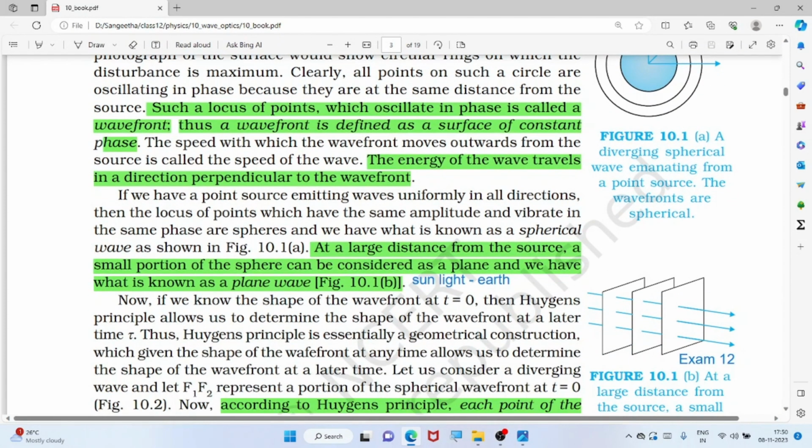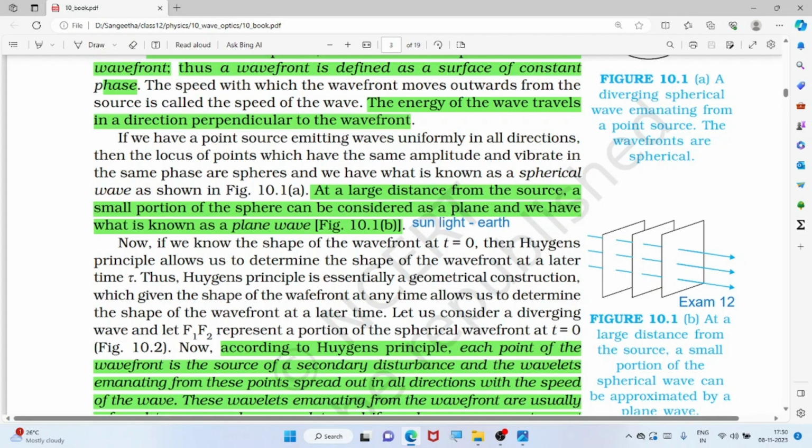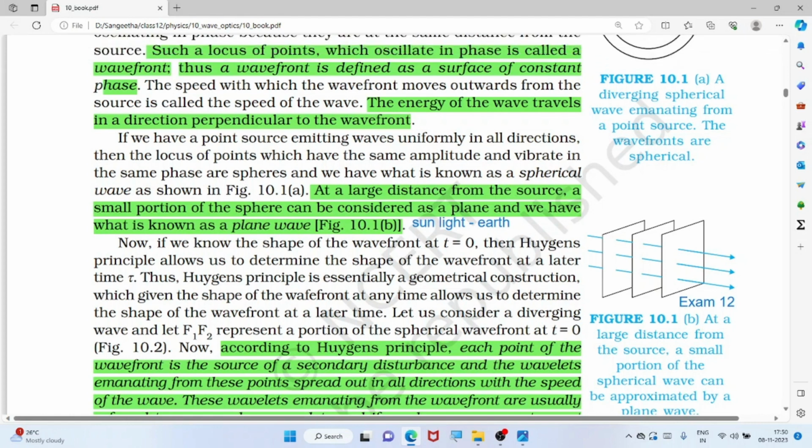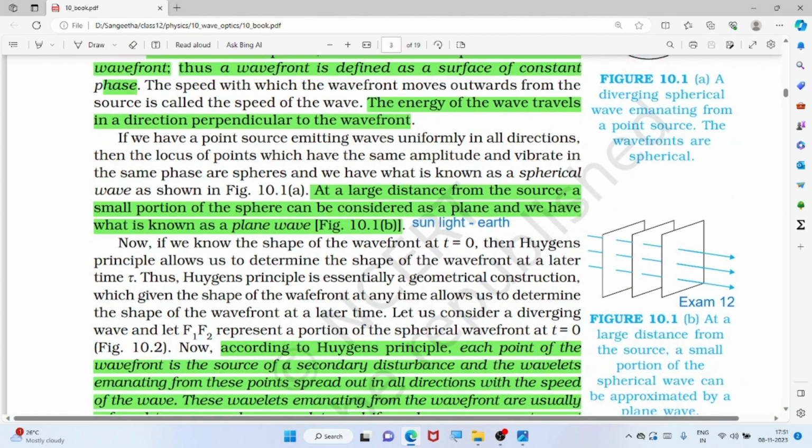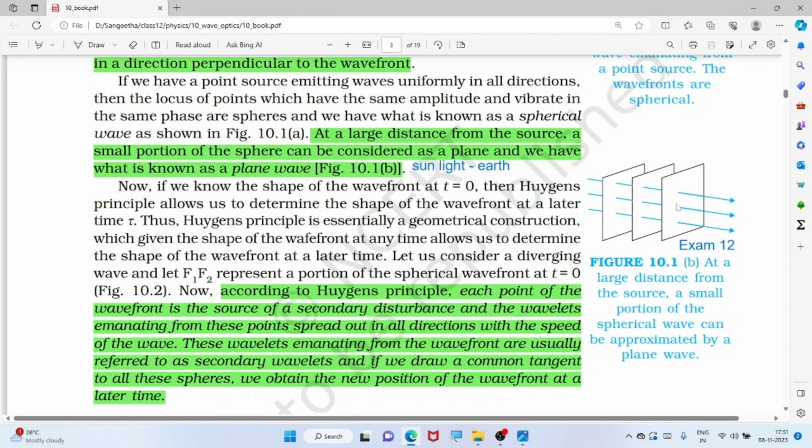Now when we look at the wave front of light from a far away object like the sun, the spherical wave front will look like a plane wave, since it travels so many millions of kilometers from the sun to the earth. At a large distance from a source, a small portion of the sphere can be considered as a plane, a plane wave. So this wave front is spherical, but because it is coming from a large distance like the sun, I can consider it as a plane wave.